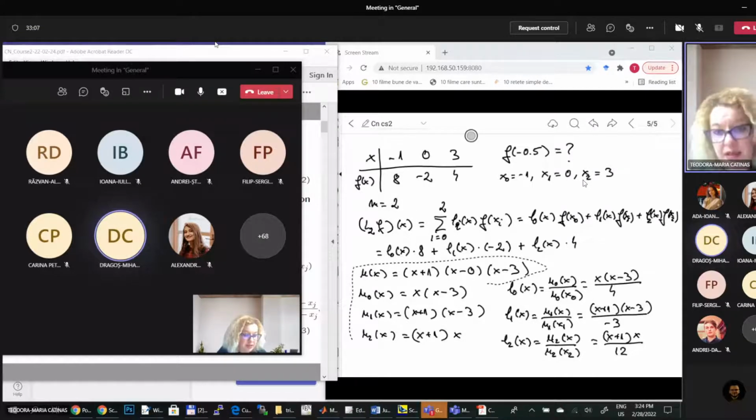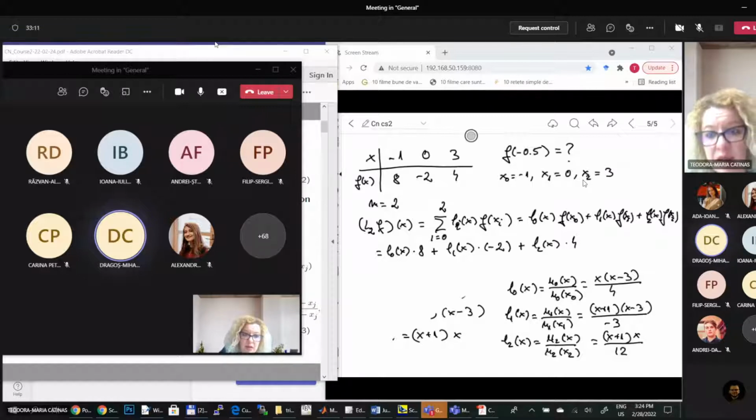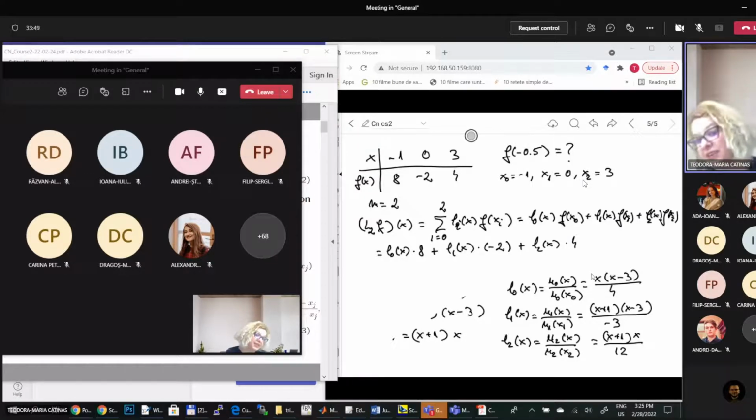I'm sorry. Could you explain again why is it 12, minus 3 and 4 there? What are 12, minus 3 and 4? U0 of x0, which is what we have at the numerator, so x minus 3 for x equal to x0. And x0 is minus 1. So we just replace the values? Yes. And for the others, you replace with x1 and with x2, the values from the table. Okay, thank you. You're welcome. So what we have at the denominator is the same as the numerator, but at the point xi. And now you replace in the formula of the polynomial.